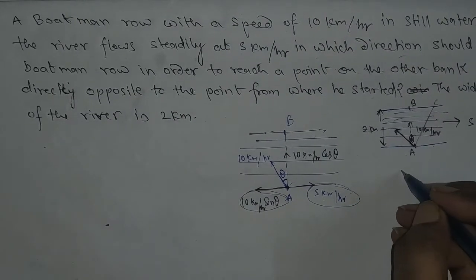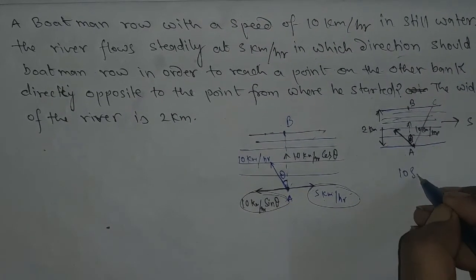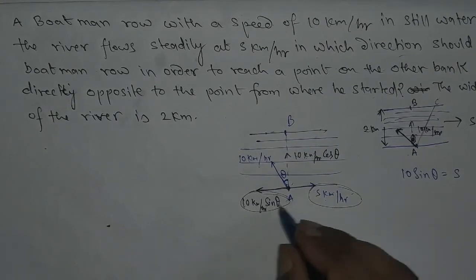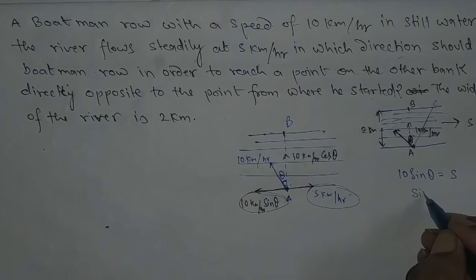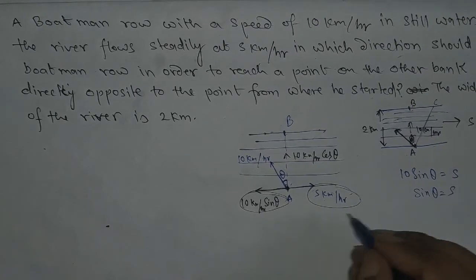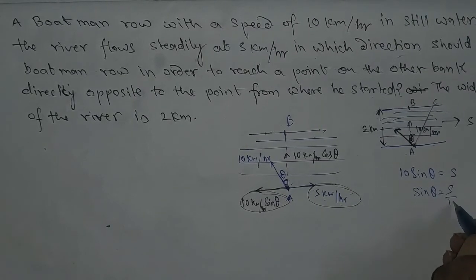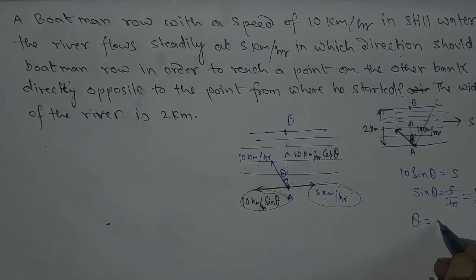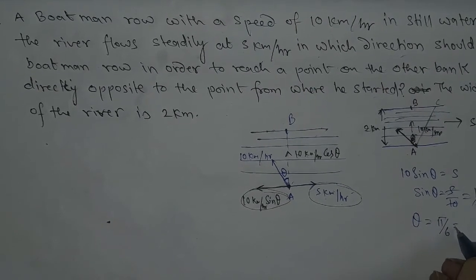So 10 sin theta will be equal to 5. I have equated both of them. Then kilometer per hour and kilometer per hour will cancel each other. Sin theta is 1 by 2. So theta is equal to what? What is the value of sin inverse 1 by 2? That will be pi by 6, means 30 degree.